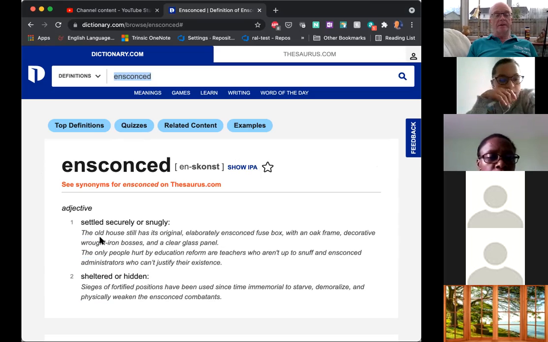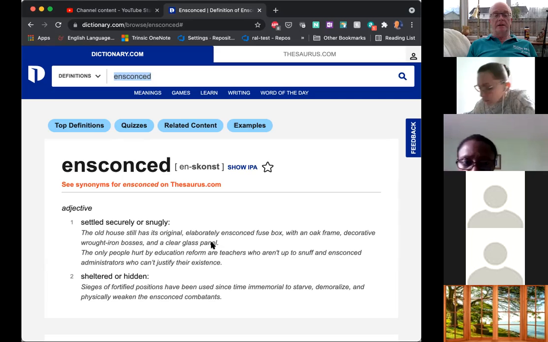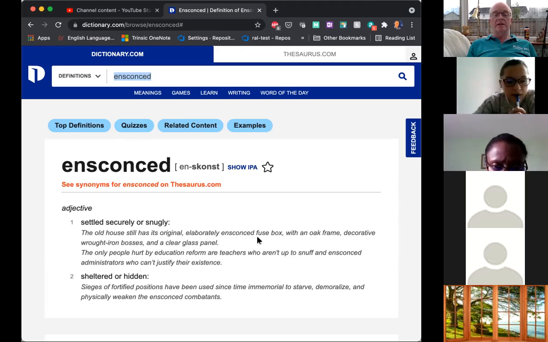Let's look at the examples. The old house still has its original, elaborately ensconced fuse box with an oak frame, decorative wrought iron bosses, and a clear glass panel. Don't love that example. The only people hurt by education reform are teachers who aren't up to snuff and ensconced administrators who can't justify their existence.